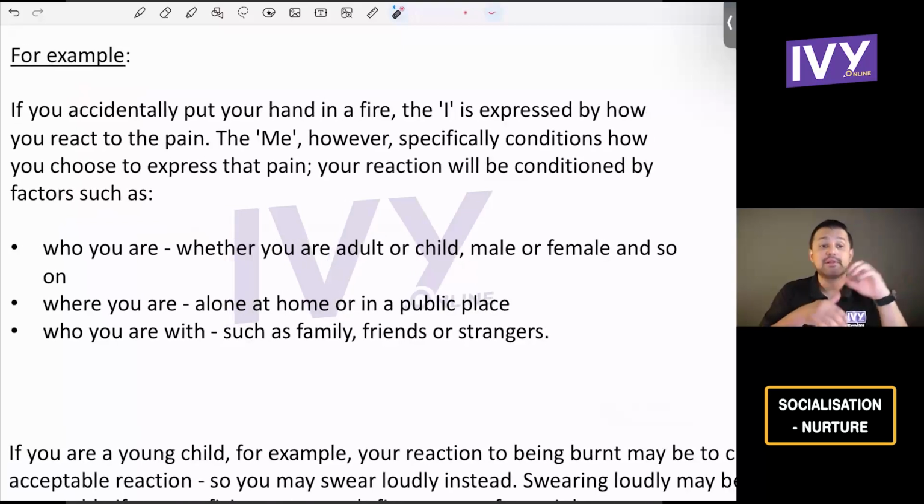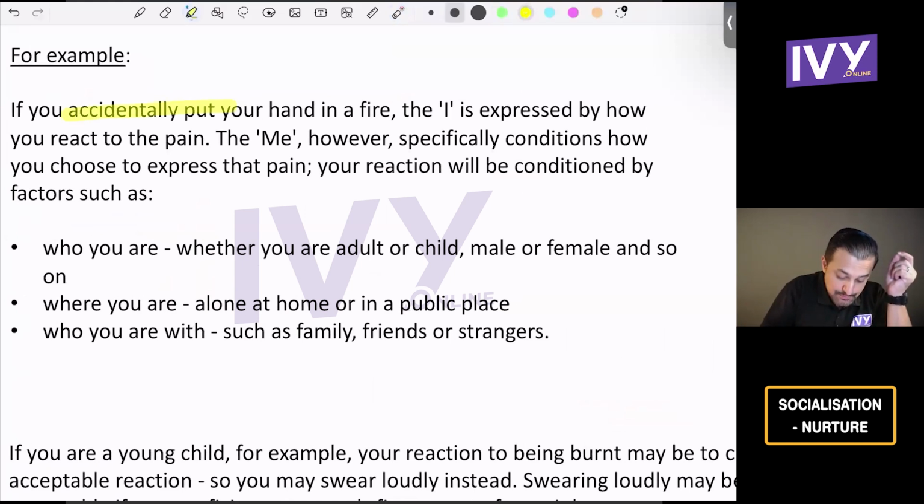So, for example, if you accidentally put your hand in a fire, the I is expressed by how you react to the pain. The me, however, specifically conditions how you choose to express the pain. Your reaction would be conditioned by factors such as who you are. Now we're talking about you accidentally putting your hand in a fire, just in case you missed it earlier, right? So your reaction has more to do with who you are, where you are, and who you are with.